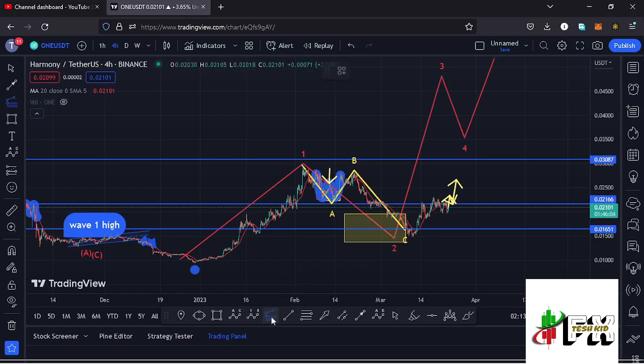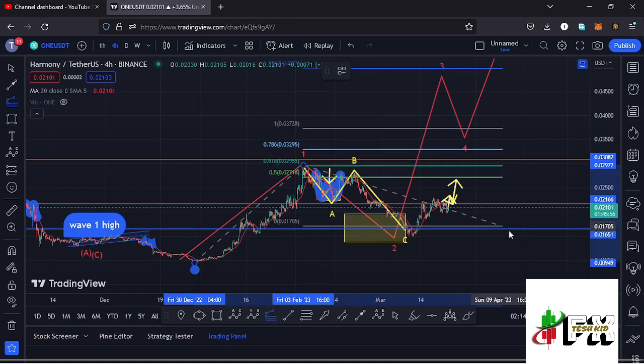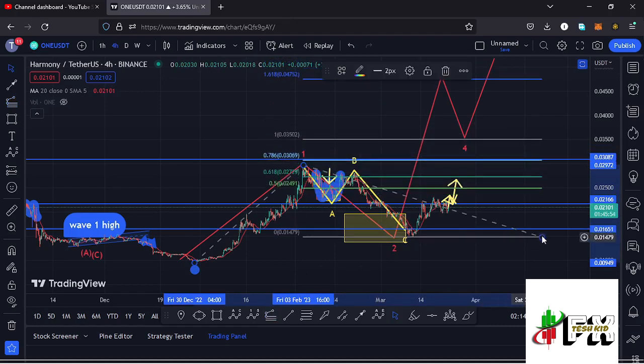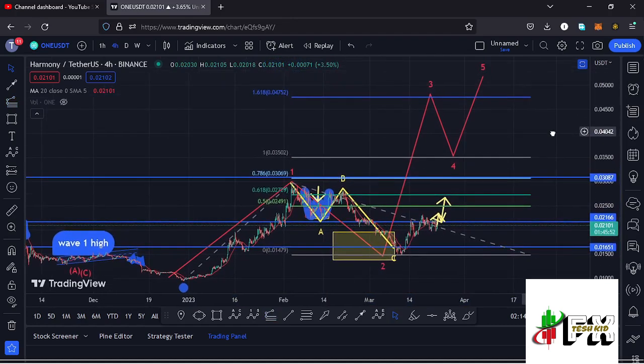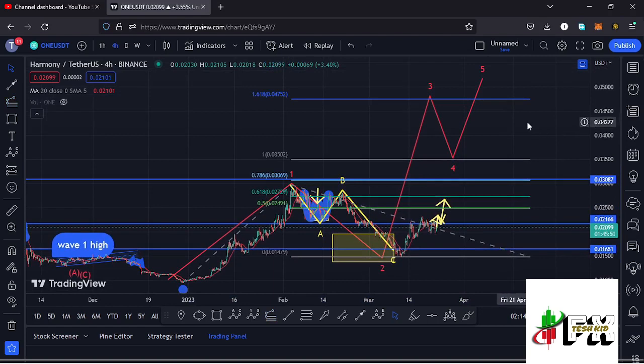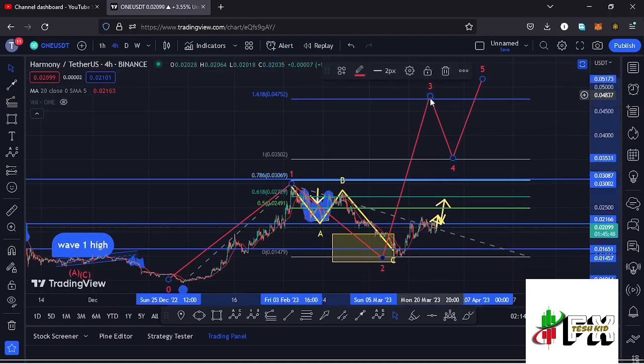Allow me to first sketch out a target area to the upper side in the formation of that wave 3 by connecting the trend-based Fibonacci from the low of the first wave to the high of that wave 1, then dragging the fibs to the low of the second wave, and that now gives me a minimum target area to the upper side in the formation of that wave 3 at the fib level 1.618, and that is at around the $0.04752 mark.